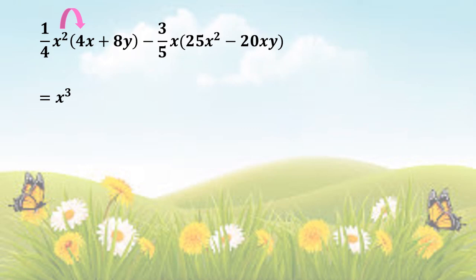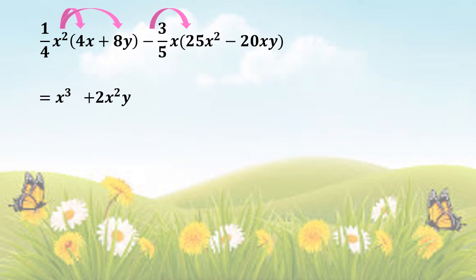So let's start. A quarter x squared times 4x is going to give you, and again you could just punch it into your calculator, what is a quarter times 4? Hopefully you all know it's 1, and x squared times x is x to the power of 3. Then a quarter times 8 is going to give you a 2, and x squared times y is x squared y.